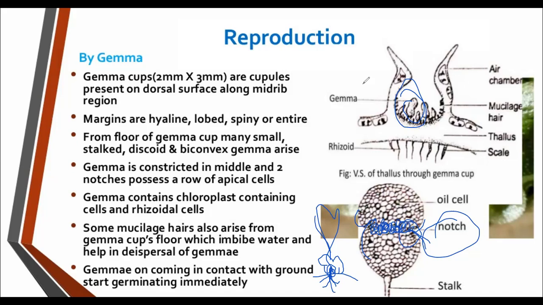From the gemma notch, they have a number of cells which develop into the rhizoids. When the gemma disperses from the gemma cup through the water or other processes, and falls onto the surface of the land, when the gemma comes in contact with the land surface, it develops the rhizoids and develops into a new plant. So this is about the vegetative reproduction of Marchantia.